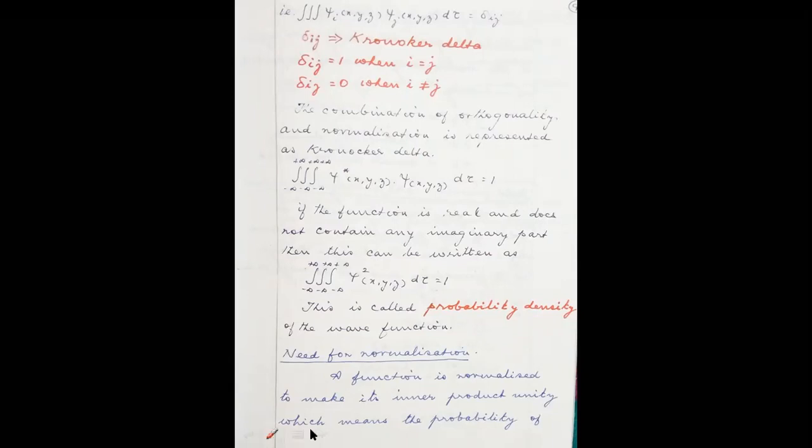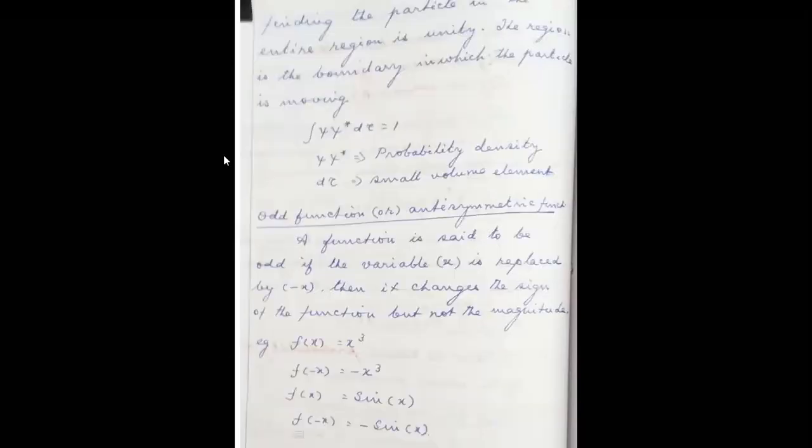So why does a function have to be normalized? In order to make the inner product of the function with itself unity, because when you integrate between minus infinity to plus infinity, it has to be 1. It has to be normalized in the small volume element d tau. So the psi star psi has to be 1 for the existence of the particle between the limits minus infinity to plus infinity. That is why we are normalizing a function.